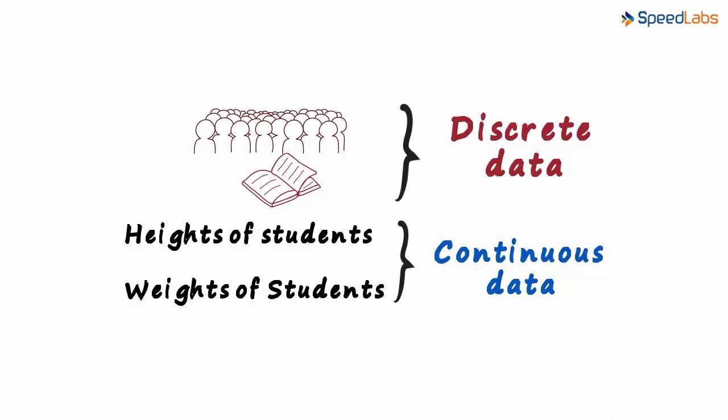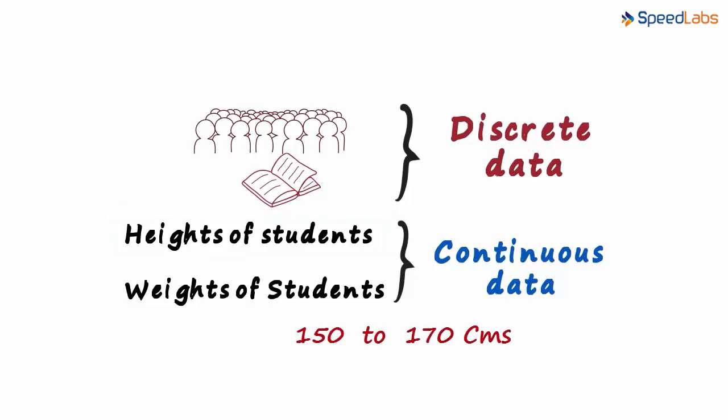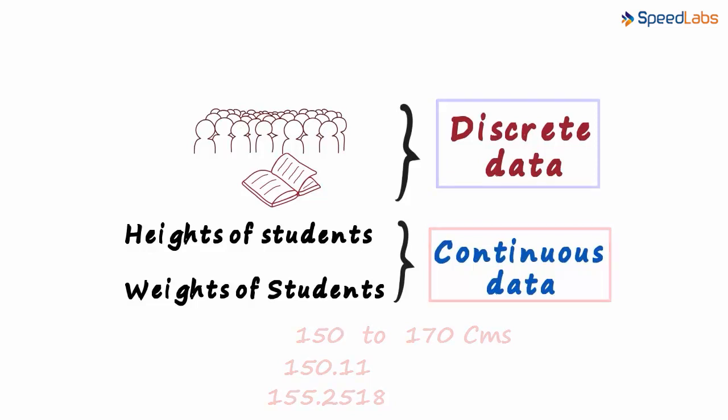For instance, if the heights of students in a class range from 150 to 170 centimeters, we cannot count the different heights in between. The heights can be anything like 150 or 150.11 or 155.2518. What does all this tell us? It tells us that the way we use grouping for each type of data will be different.